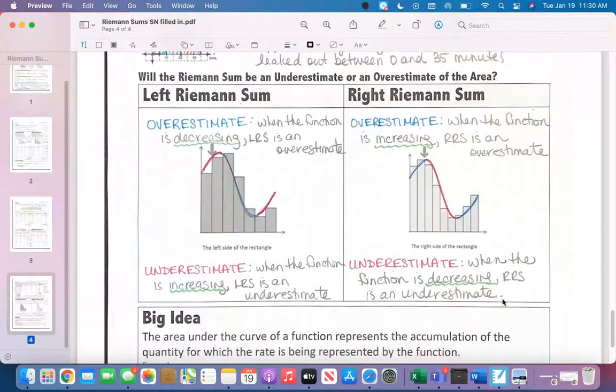So sometimes if you want to figure out if your estimate is a little bit too high or a little bit too low, think about whether the function is increasing or decreasing. Think about whether you're finding a left Riemann sum or a right Riemann sum and how you're creating those rectangles, and use that to predict whether your estimate is going to be a little bit higher than the actual value or a little bit lower than the actual value.